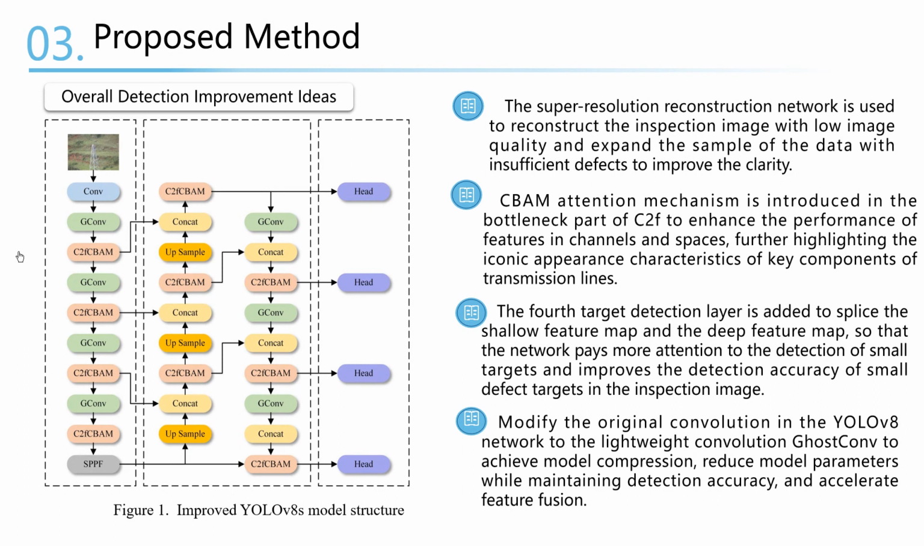The fourth target detection layer is added to fuse the shallow feature map and the deep feature map so that the network pays more attention to the detection of small targets and improves the detection accuracy of small detected targets in the inspection image. Modify the original convolution in the YOLOv8 network to the lightweight convolution Ghost-Conv to achieve model compression, reduce model parameters while maintaining detection accuracy, and accelerate feature extraction.